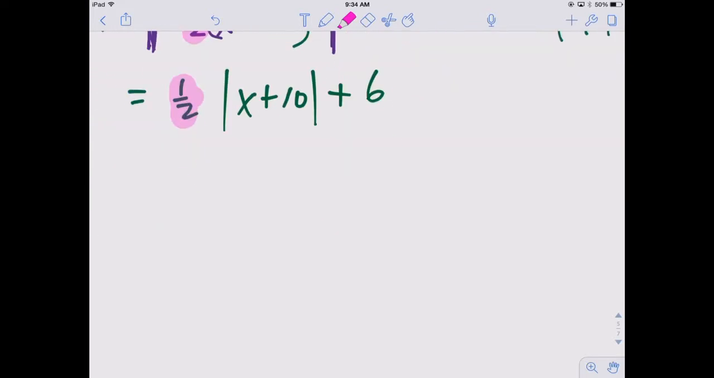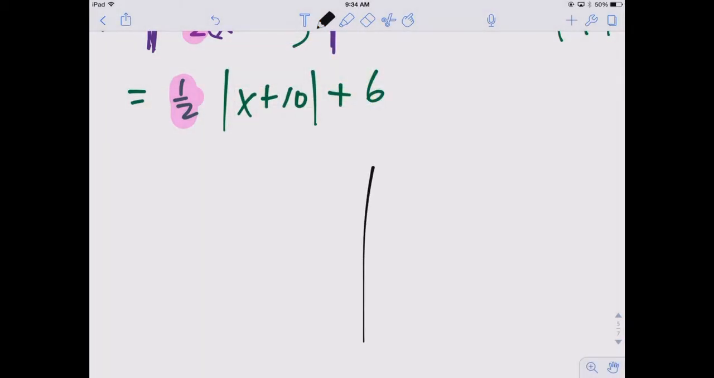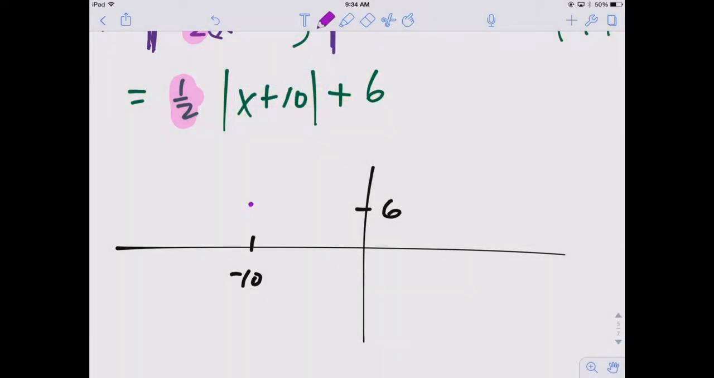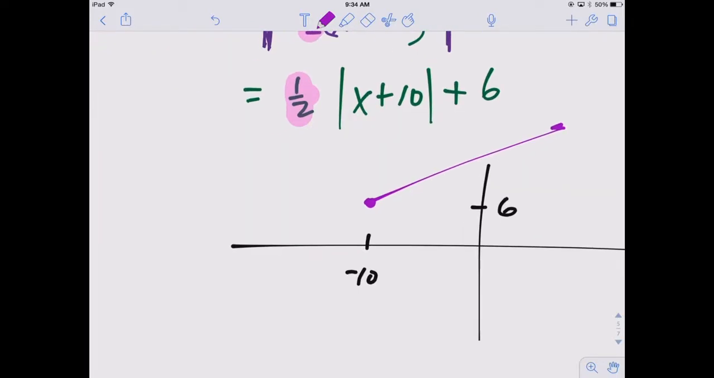It's kind of like vertex form. So negative 10, comma 6. Let's do that. How about right here? I'm just going to call that negative 10. I'm going to call that 6. And then from there, it opens what? Up or down? Yeah, and we'll just draw it. We'll draw it a little bit wider than normal. There we go. How's that look?